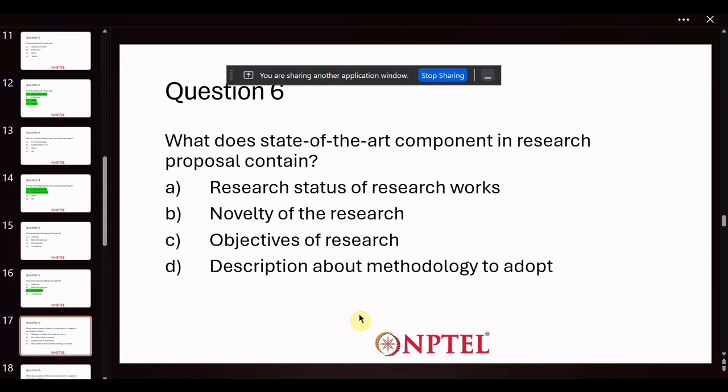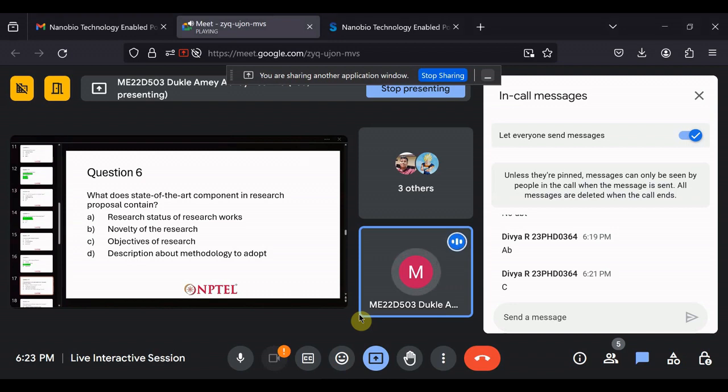Okay, so again, a very fundamental question. What does the state-of-the-art component in a research proposal contain? Research status of the research work, novelty of the research, objectives of the research, description of the methodology to adopt. This is again a very fundamental question. Any guesses about the answer? This is a common sense kind of question. I don't think this kind of question will actually come in your exams, or even if it does, it will be a bonus for you to score. Yes, the answer is B.